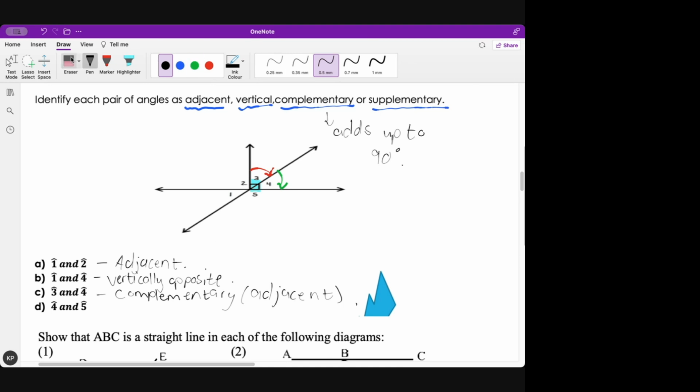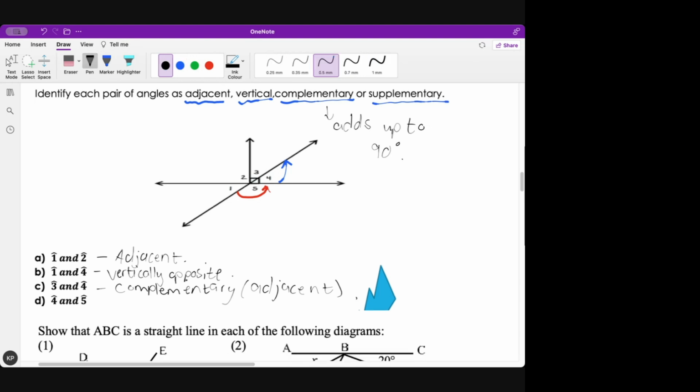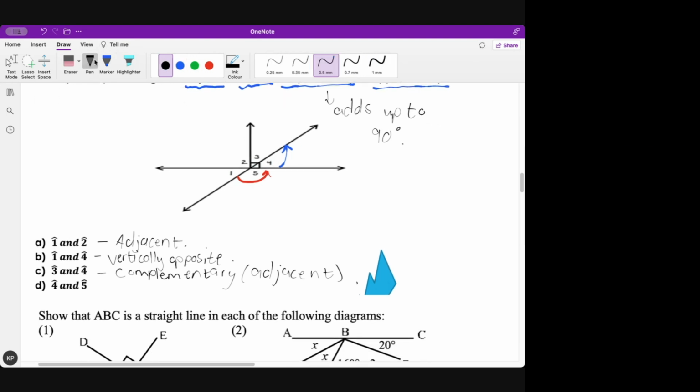Right, let's look at the last pair, which is angle 4 and angle 5. There's angle 5 over there. There's angle 4 over there. What do we say about those two? They are supplementary because they add up to 180 degrees.